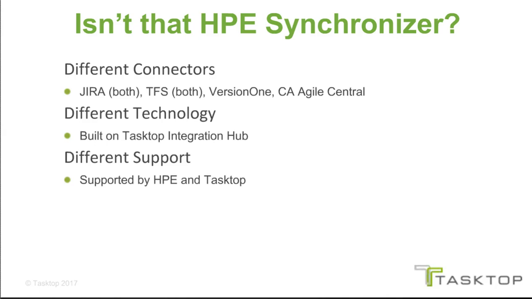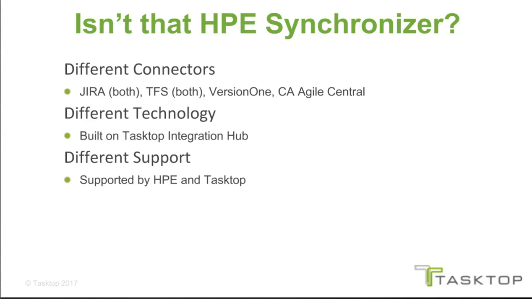It's going to support both cloud and on-prem deployments of not only the four Agile tools that you see here, but of HP ALM as well. And based on that, you can probably guess that it's been built on a different technology as well. HPE ALM Octane IO is built on Tasktop Integration Hub. So it's built on enterprise-grade integration technology that has been proven out in very large customer environments and deployments, which means, with the final bullet here, that it has a different support model.